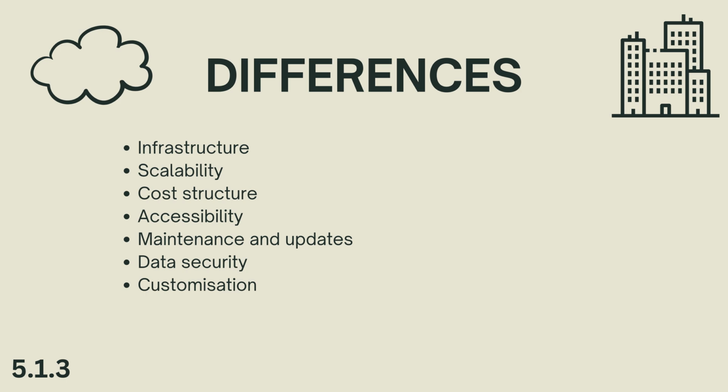Accessibility. Traditional systems are often limited to on-site access, or require complex virtual private network setups for remote access. Cloud computing provides easier access from anywhere with an internet connection. Maintenance and updates. With traditional IT, the company's IT department is responsible for all maintenance, updates, and security patches. In cloud computing, the service provider handles much of this work.